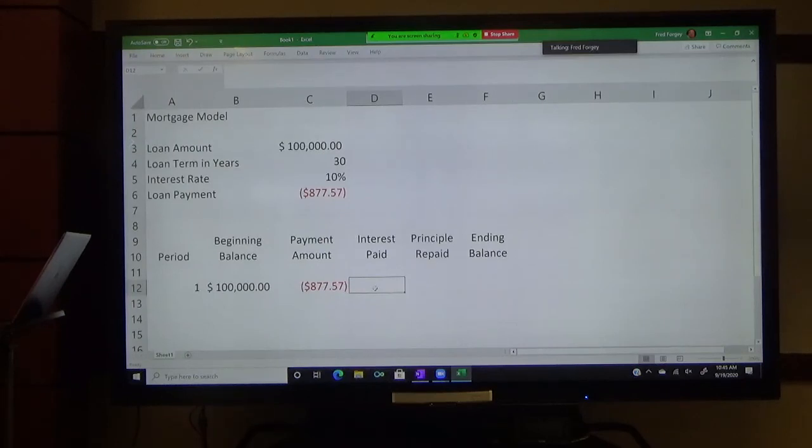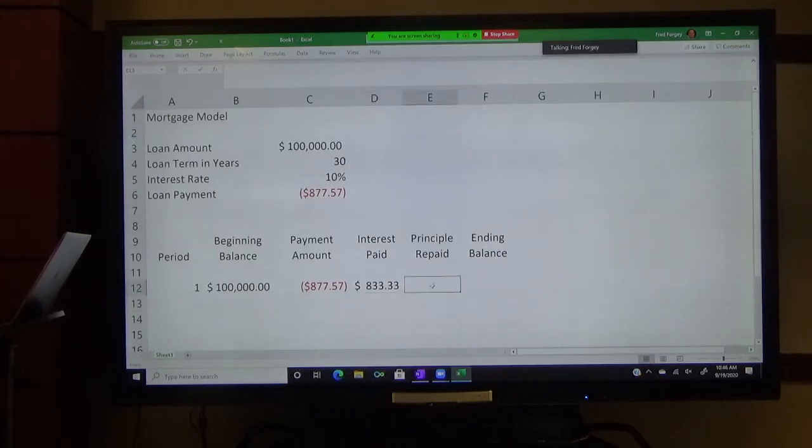All right, now for the interest. In Excel, there's several different ways to do this, but I like to have people do it sort of by hand on this, because I think it makes it a little bit easier to understand. So if you remember, the interest paid is going to be your beginning balance of the 100,000 times, in this case, your interest rate divided by 12. Boom. Okay?